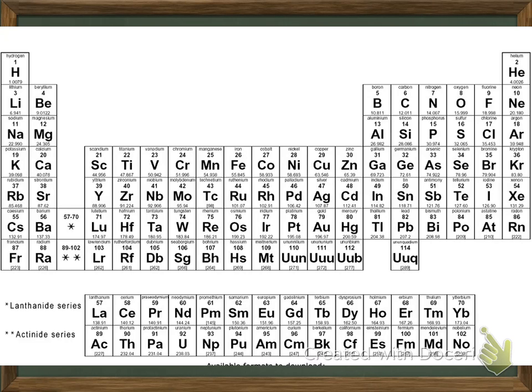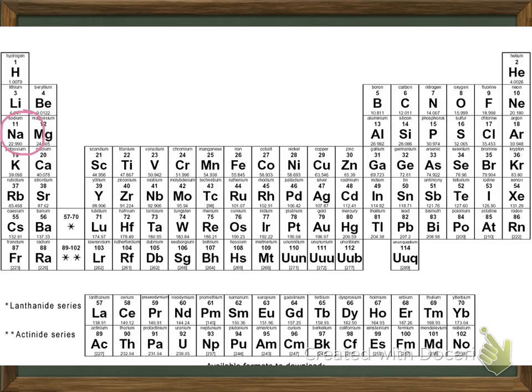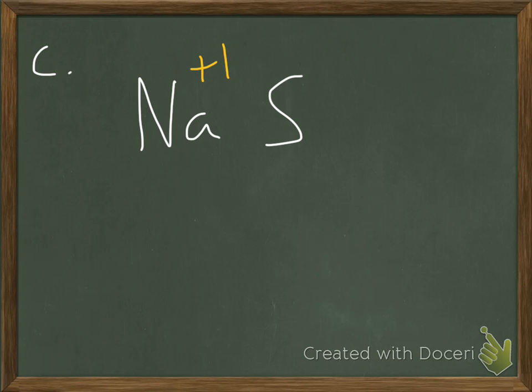It's sodium and sulfur. Sodium is Na, sulfur is S. We have to take a look at the oxidation numbers. See if you can find sodium. It's right there. It's in group 1, which means it's going to lose 1 electron, which means the charge is going to be positive 1. So I'll add a little positive 1 up here. Let's go take a look at sulfur. See if you can find sulfur. Sulfur's over here. It's in group 6, which means it's going to gain 2 electrons. When you gain 2, you become negative 2. So let's go back over here and add a negative 2.